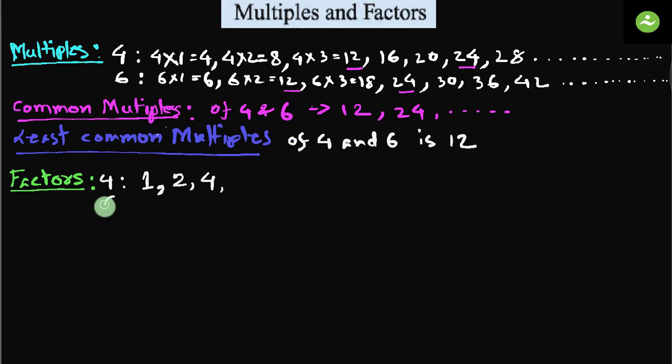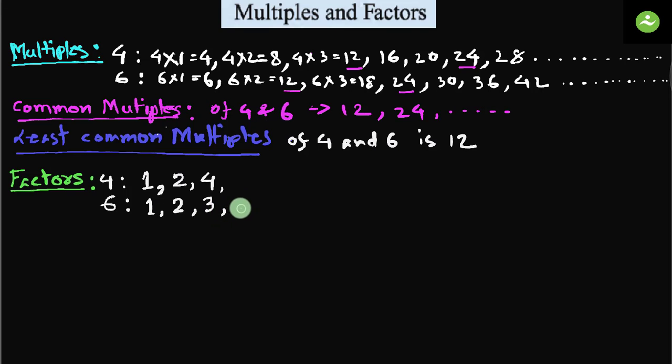Now factors of 6. Which are the factors of 6? Is 1 a factor of 6? Yes. If we divide 6 by 1, there is no remainder. Is 2 a factor of 6? Yes. 6 is divisible by 2. Is 3 a factor of 6? Yes. Why? Because if we divide 6 by 3, there is no remainder.